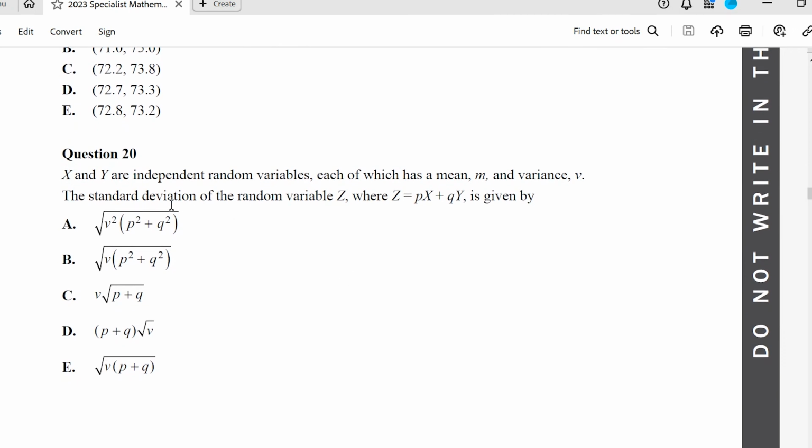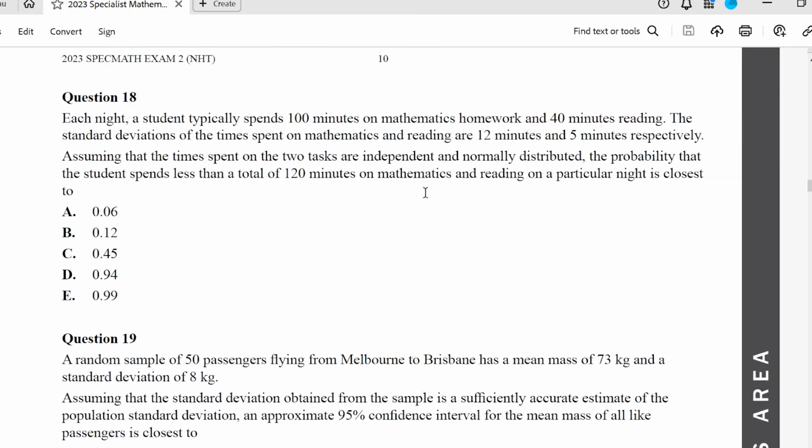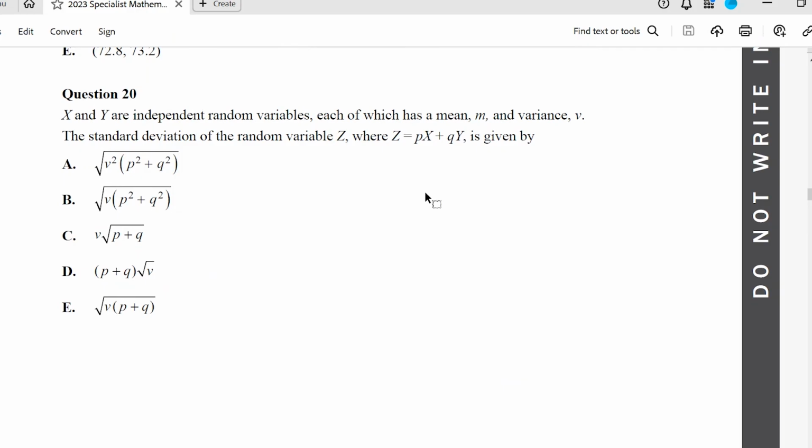This looks more like a pen and paper question, but x and y independent random variables, each of which has mean m variance v. The standard deviation of z, which is px plus qy. So it's a sort of similar question to question 18. It's a sum of variances, sum of random variables question. We just need the standard deviation.